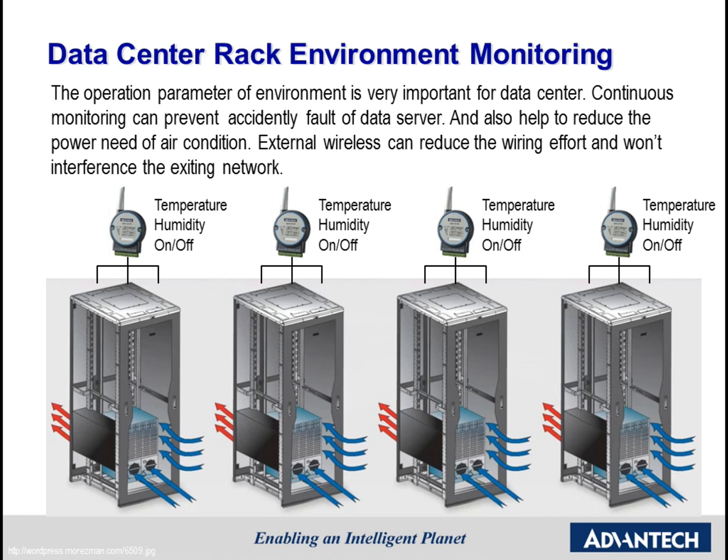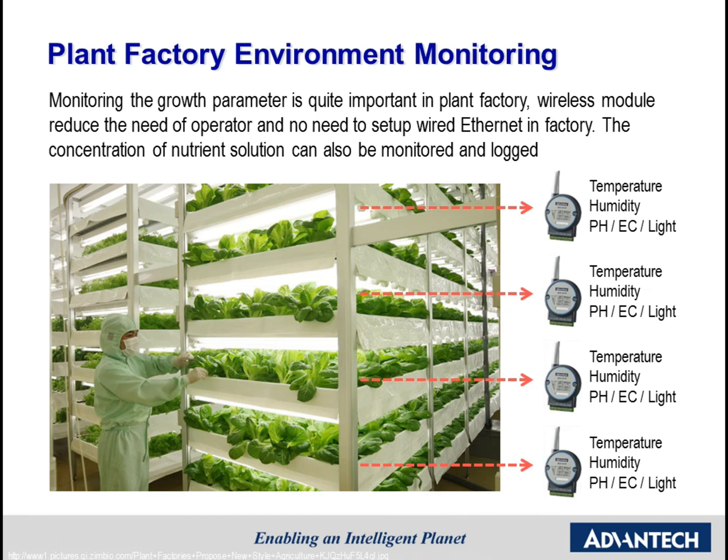This application scenario is data center rack environment monitoring. The operating parameters of the environment are very important for a data center. Continuous monitoring can prevent accidental faults of data servers and also help to reduce the power needs of air conditioning. External wireless can reduce the wiring effort and won't interfere with the existing network. This slide shows plant factory environment monitoring.